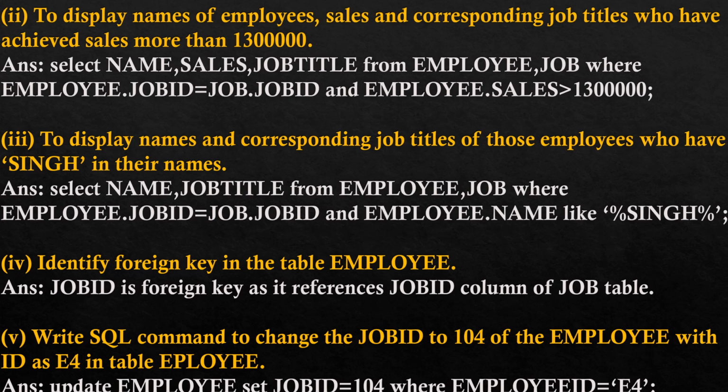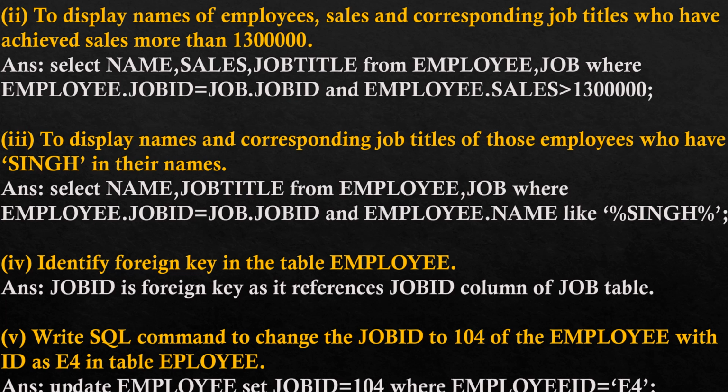Now to display the names and corresponding job titles of those employees who have Singh in their names, we have to select name and job title from employee, job, where employee.job ID is equal to job.job ID and employee.name like percent Singh percent. That means Singh can be in the middle of the name, at the end, or at the beginning, it doesn't matter. Percent will replace no character, a single character or multiple characters.